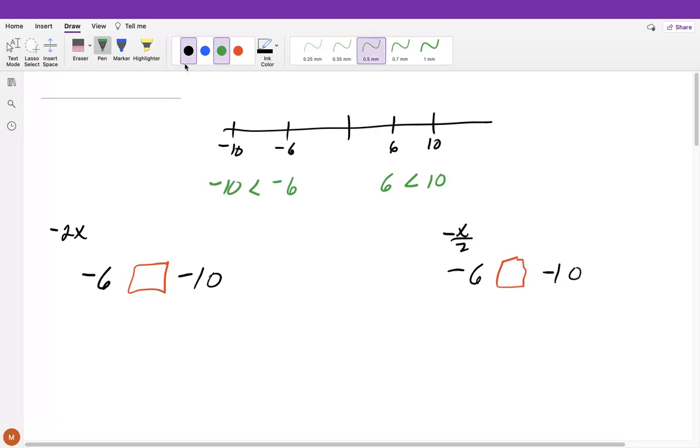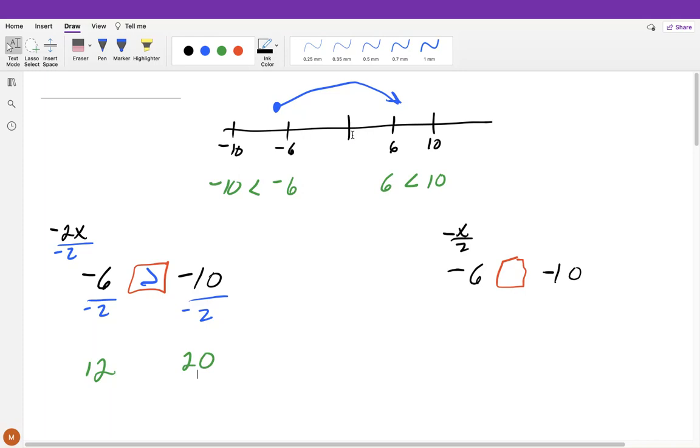So if our question was -2x and we're trying to solve for this, we know -6 is greater than -10. If I divide each side by -2, I'm going from this side of the number line to the other side of the number line. So now it's going to give me positive 12 and positive 20. And since I'm jumping to the other side of the number line, I know that now the relationships change.